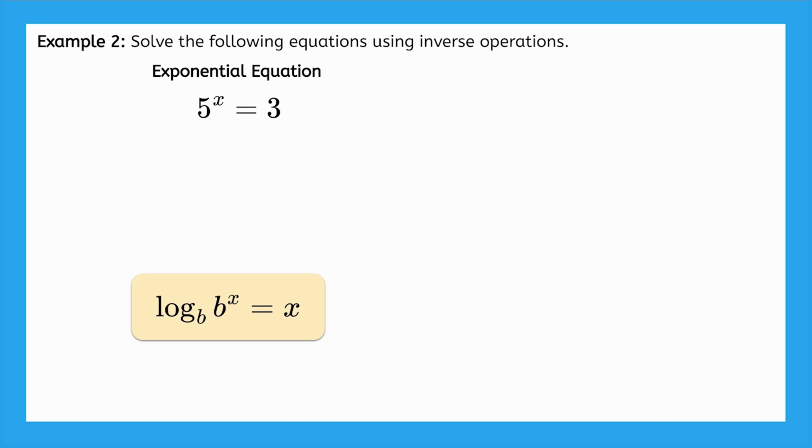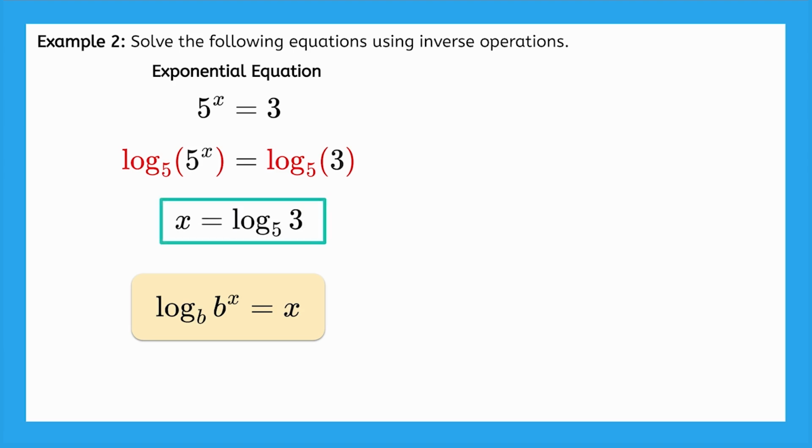exponentiation, we can take the logarithm base 5 of both sides. On the left side, the log undoes the exponentiation and gives us that x equals log base 5 of 3, which is the exact same answer we got with our previous strategy. Later on in this unit, you'll see that this strategy of taking the logarithm of both sides is often more efficient when solving more complex exponential equations.